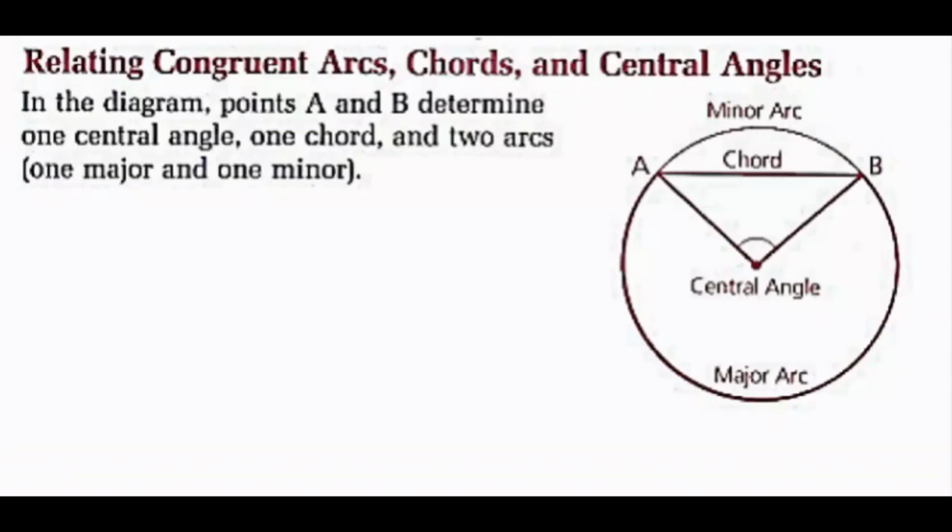And lastly, looking at relating congruent arcs, chords, and central angles. In my diagram, points A and B determine one central angle, one chord, and two arcs, one major and one minor. If I look at the same circle or of congruent circles, I would have the six following theorems based on the central angle, the chords, and the arcs.